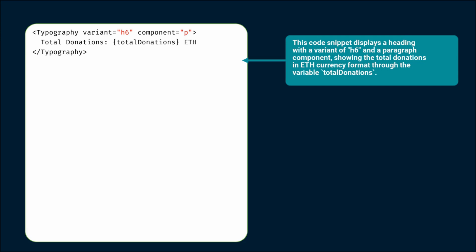Now let's take a look at how the total donations variable is integrated into the typography component. By embedding total donations within the component, it allows React to automatically update and reflect any changes to the donation total whenever a new donation is processed. This dynamic display enhances user engagement, allowing donors to see their contributions' immediate impact.